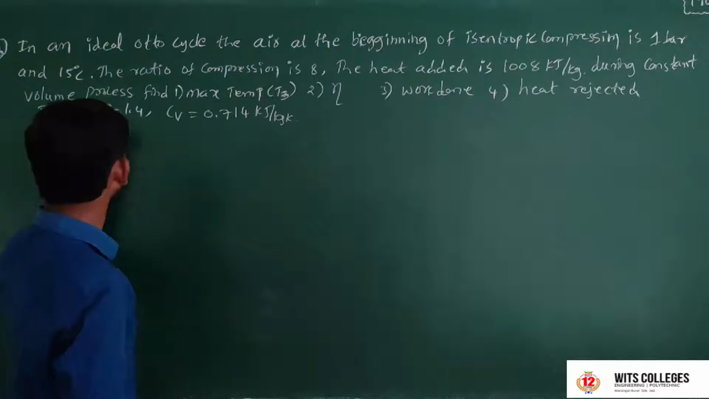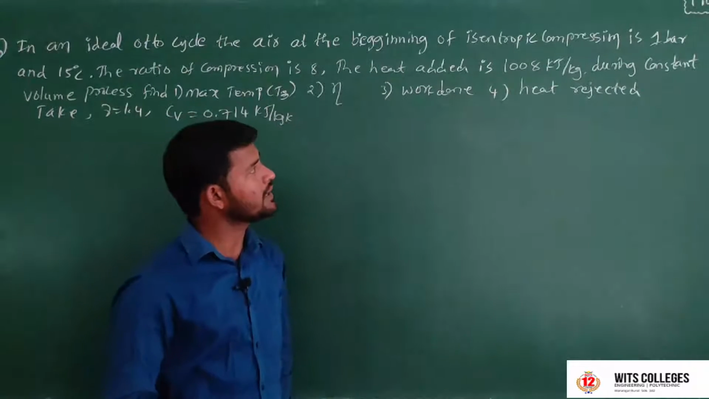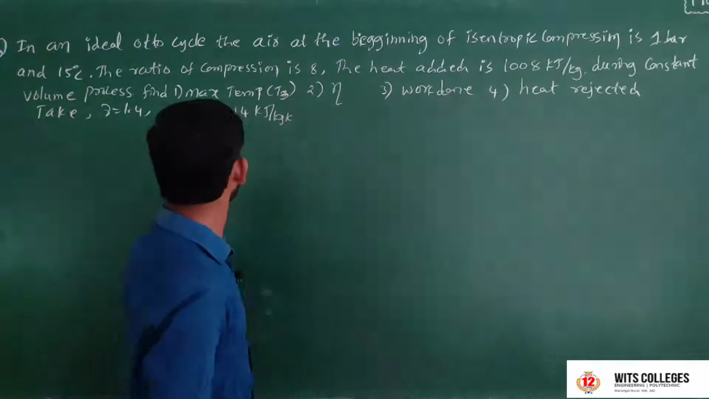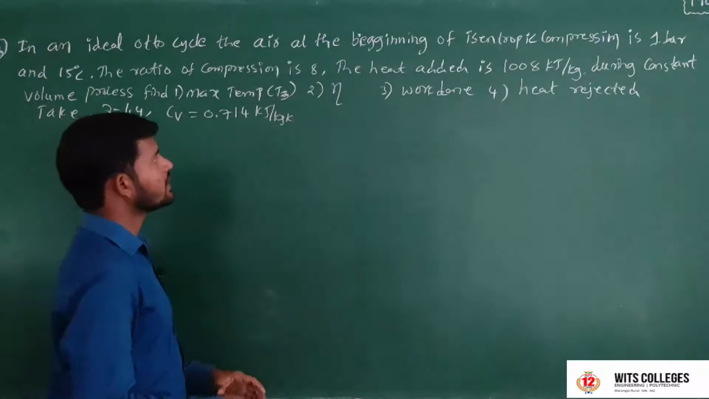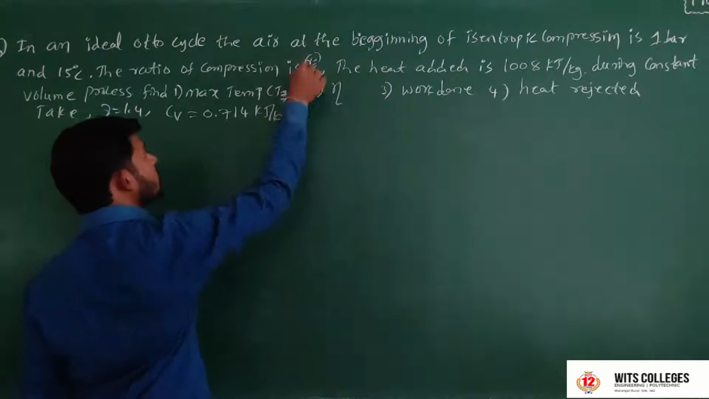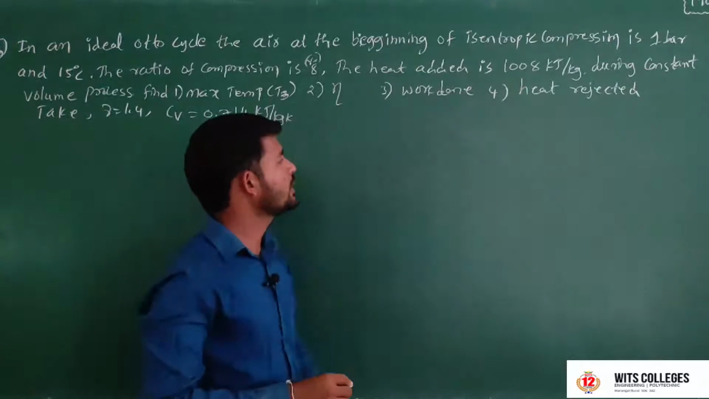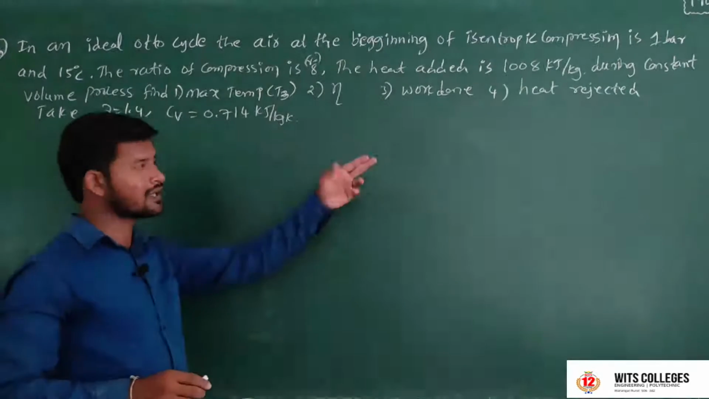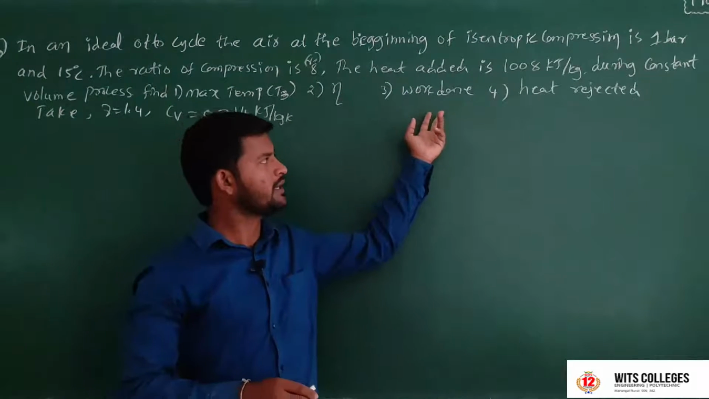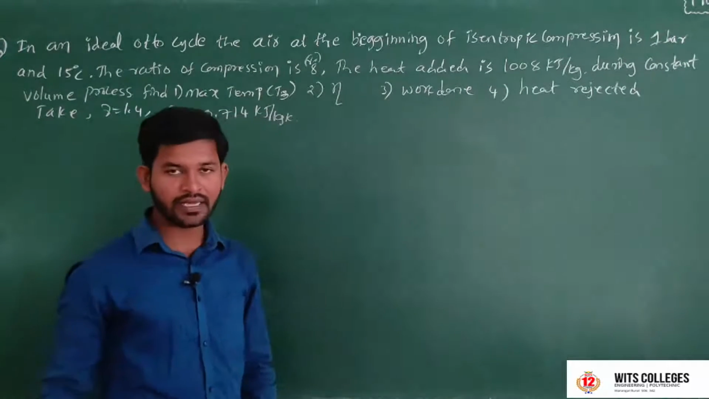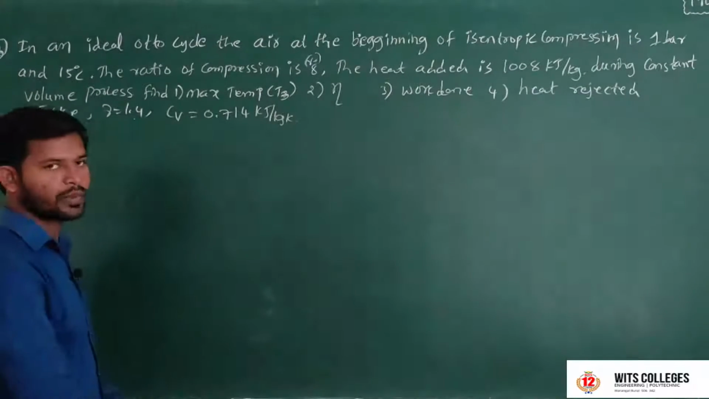In this manner we solve another problem. In an ideal Otto cycle, the air at the beginning of isentropic compression is 1 bar and 15 degrees centigrade. The ratio of compression r equals 8, and the heat added is 1008 kilojoule per kg during the constant volume process. Find the maximum temperature T3, air standard efficiency, work done and heat rejected. Take gamma equals 1.4 and Cv equals 0.714.